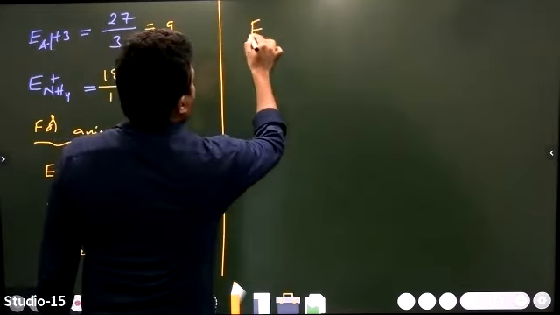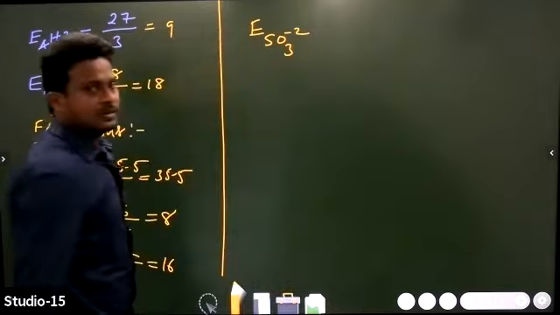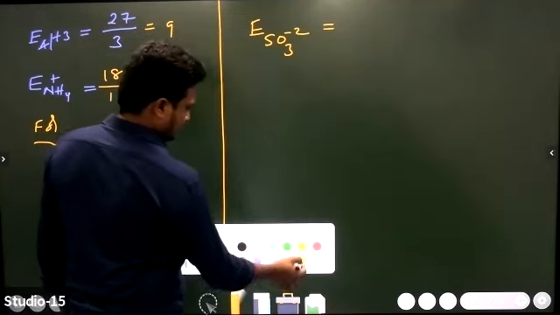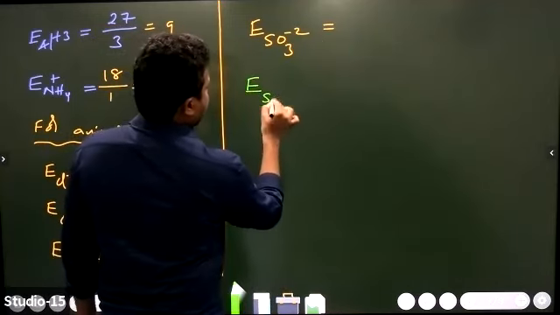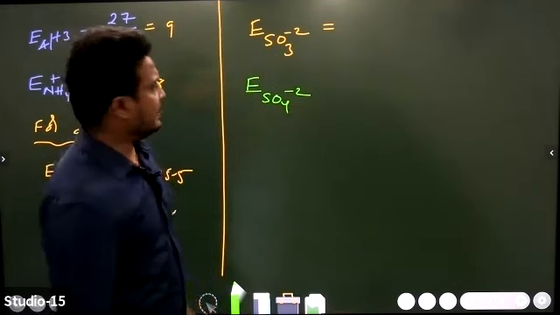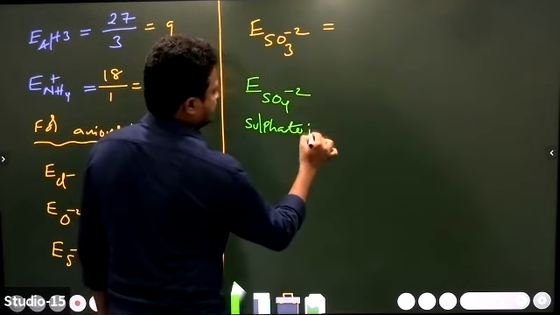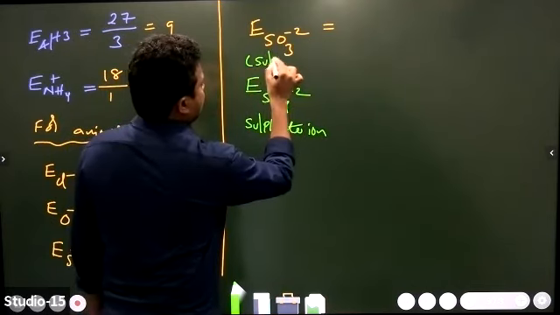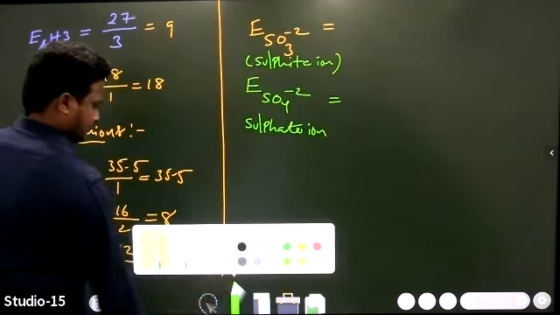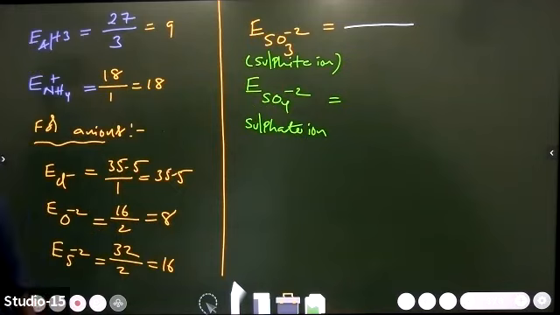Next one. Now tell me the equivalent weight of sulfite ion. This is SO3 minus 2, called sulfite, and SO4 minus 2 is called sulfate. All these are most important ones. What is the molecular weight of sulfite ion, SO3 minus 2?